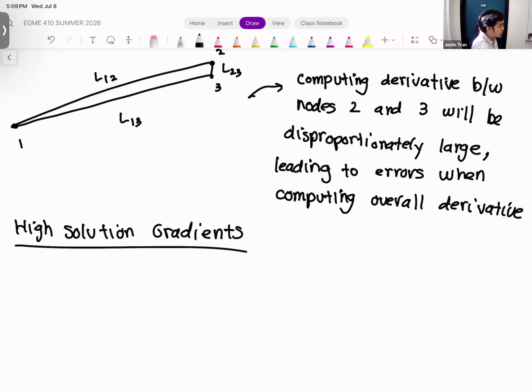So let's talk about high solution gradients. When I talk about high solution gradients, what I mean is regions where your finite element solution is going through very rapid changes. If your solution goes through a very rapid change, let's say a very rapid change in deformation, or a very rapid change in stress over a short period of time, I would consider that to be a high solution gradient.